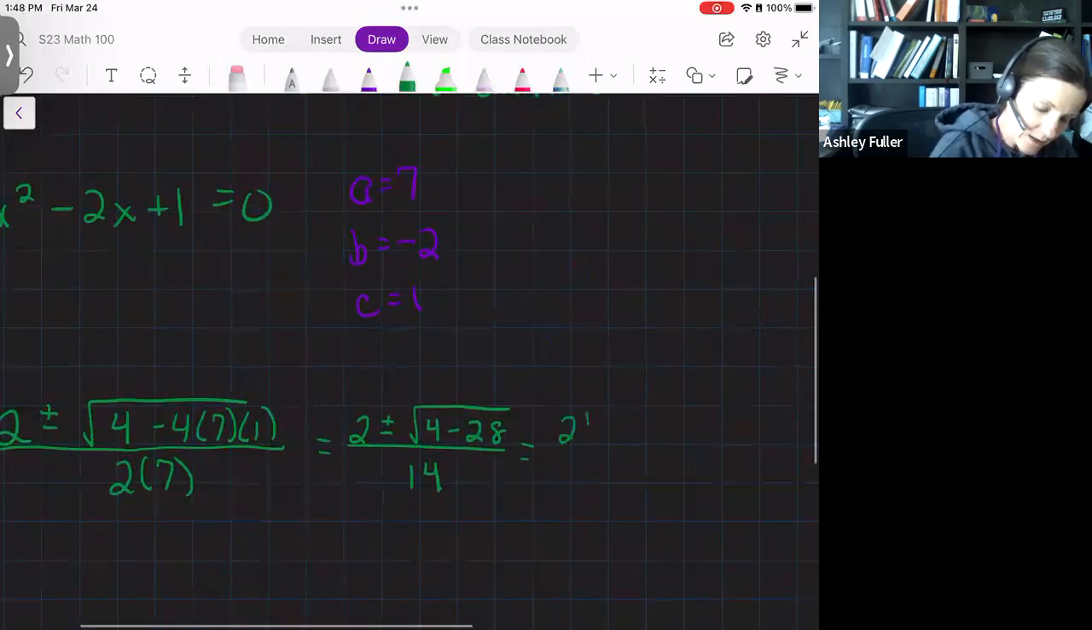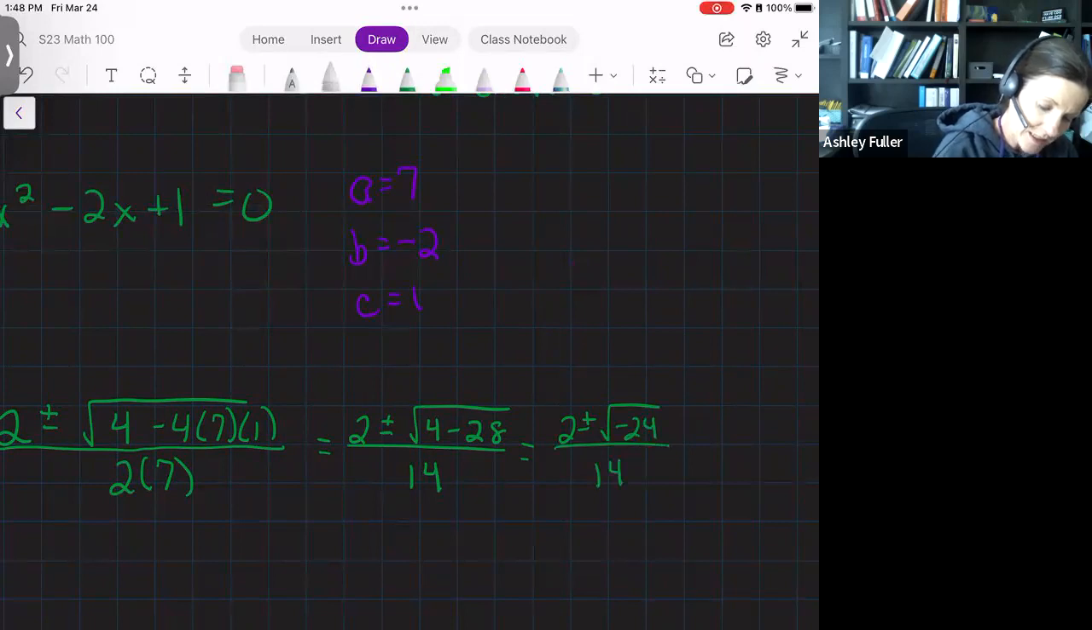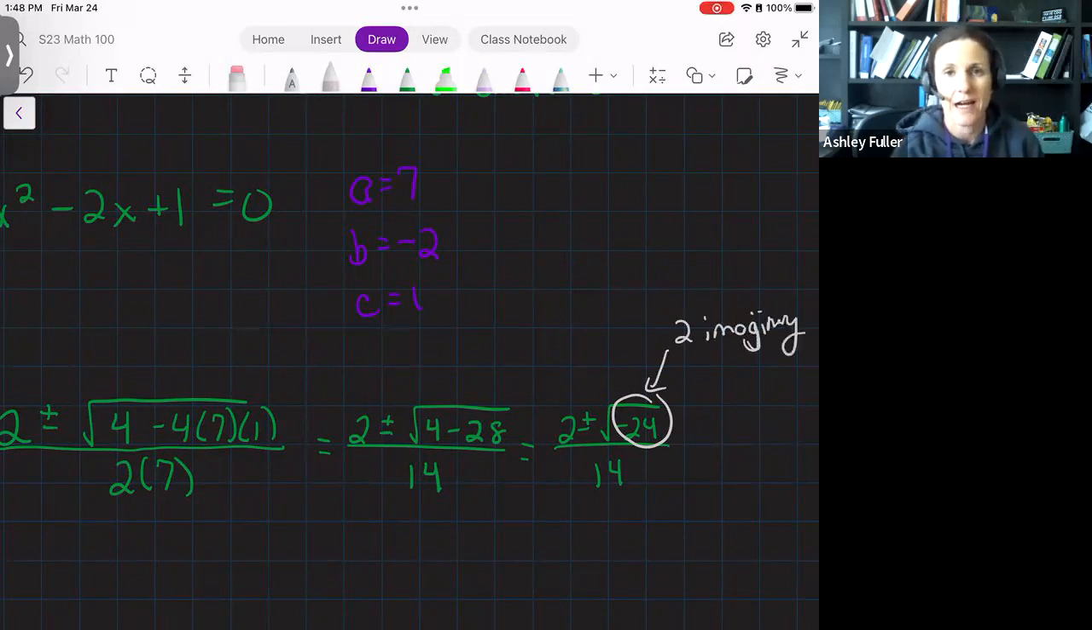And then we can now look at the discriminant. We get a value of negative 24. And since the value under the radical came out negative, we know there are going to be two imaginary solutions. And this simply means that the graph will not ever intersect with the x-axis.